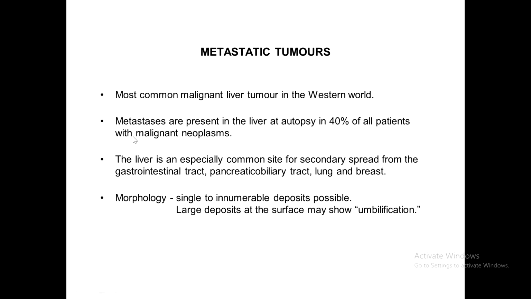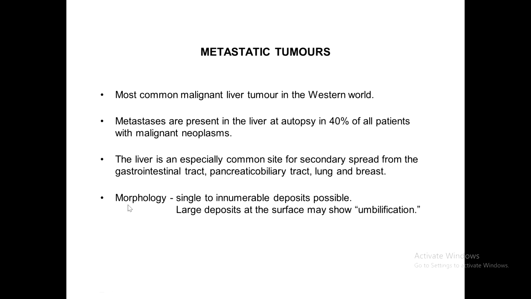That I have just told you, that sometimes a patient died of any tumor like lung tumor, and later on it was discovered that it has a metastatic nodule in the liver. The liver is the especially common site for secondary spread of the gastrointestinal tract tumors, pancreatic, as I have just told you, lungs and the breast, and these are the most common sites. Nowadays in Pakistan we have seen in young women that breast carcinoma as it grows can metastasize not only to the bones but also to the liver.